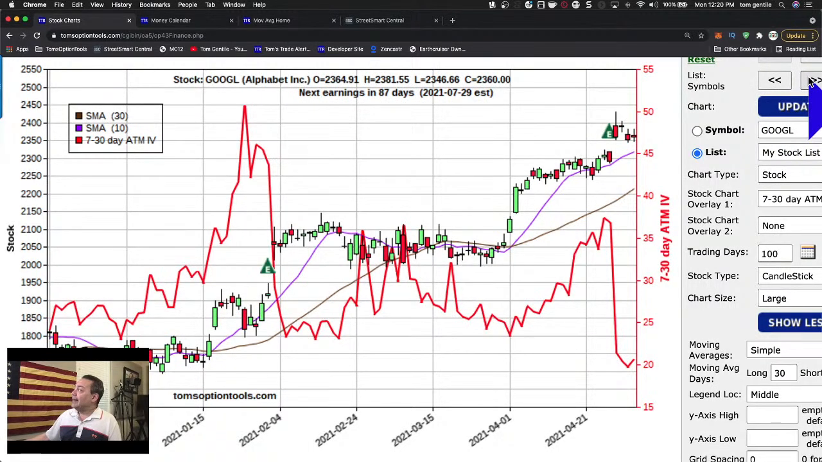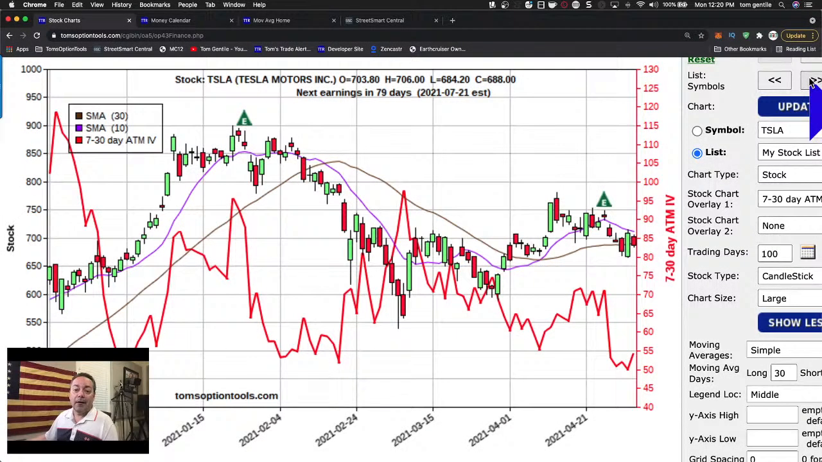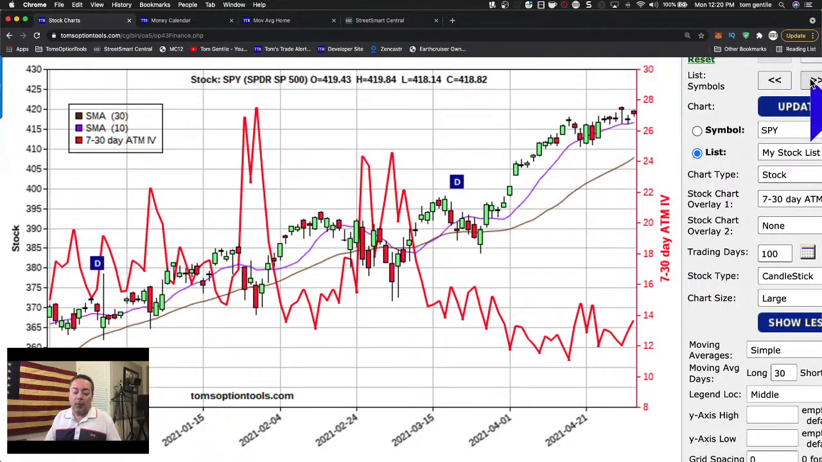Google, I did get into some premium. And I ended up taking in 100% of the premium because I let it expire on Friday. That was a great little trade there, selling iron condors. Tesla, same thing. Sold some iron condors on Tesla and let that thing go to expiration, and that did very well too.